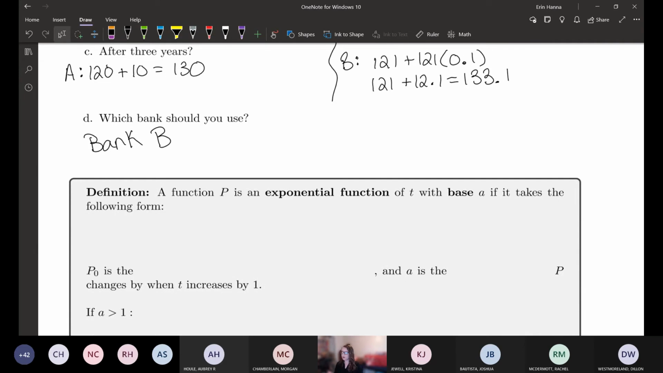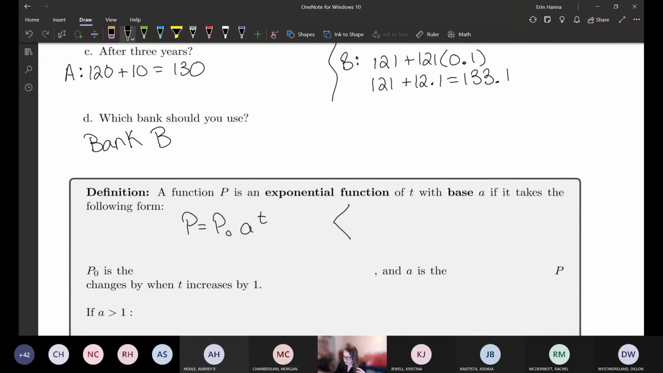There we go. A function P, we usually use P for exponential functions, is an exponential function of t with base a. That's the whole phrase. P is an exponential function of t with base a if it takes the following form: P equals P naught a to the t.